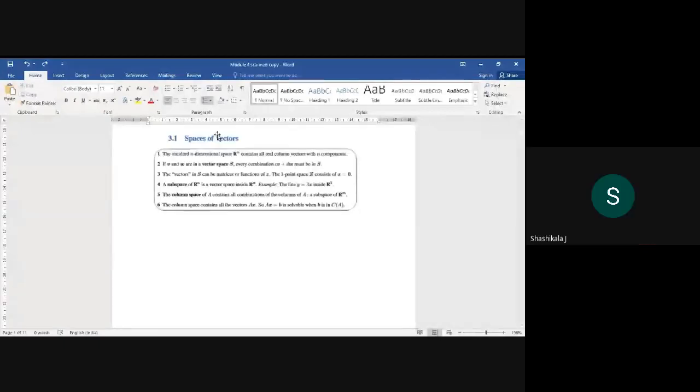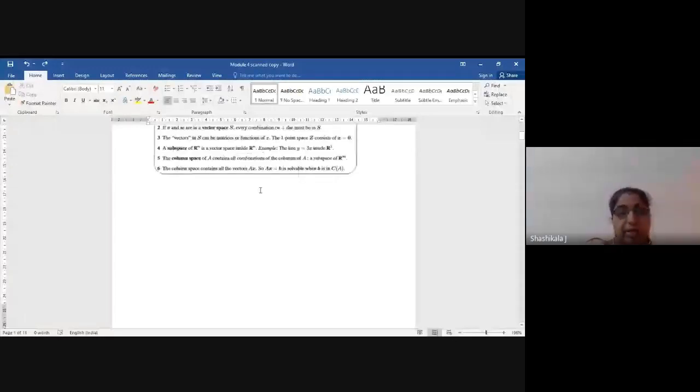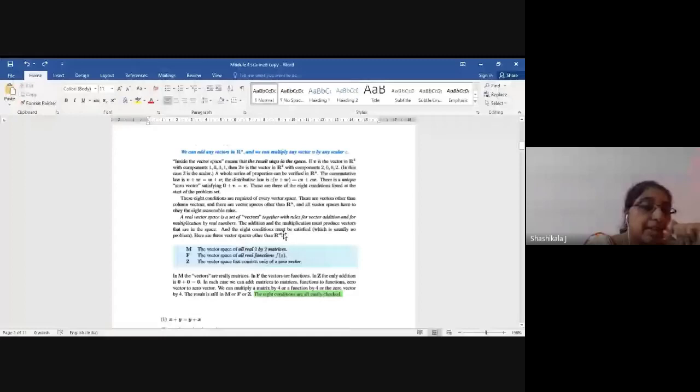And here what we are going to see is that it is not only for vectors of real numbers. M is the vector space of all real 2 by 2 matrices. It can be anything, M by N matrices. And F is a vector space of all the functions. And Z is the vector space that consists only of the zero vector. That means in vectors, I am not only dealing with real numbers, it can be with matrices and it can be with functions. That's what they are meaning to say.